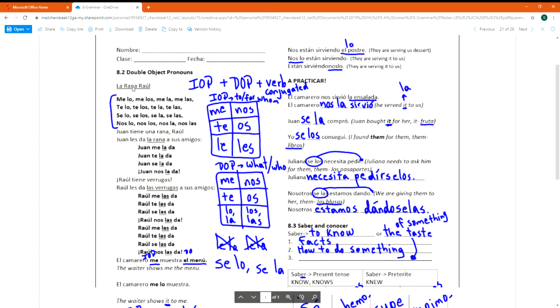Okay, so we're still working on double object pronouns, and let's go ahead and do the song.